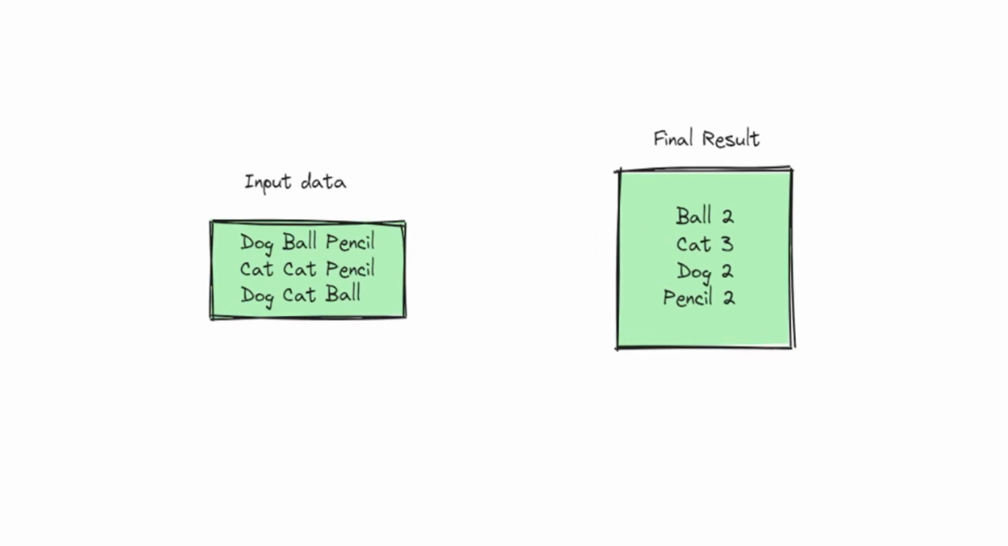What we want to achieve here is, we have this input data with some words in it, and all we want is each word and the count of that word in this input data. Such as ball. If we focus on this, ball occurs twice. So what we want as the output is ball with 2. Similarly, cat 3, dog 2, pencil 2. If it still doesn't make sense, please pause this video and focus on this input data and final result, and then proceed with the video.